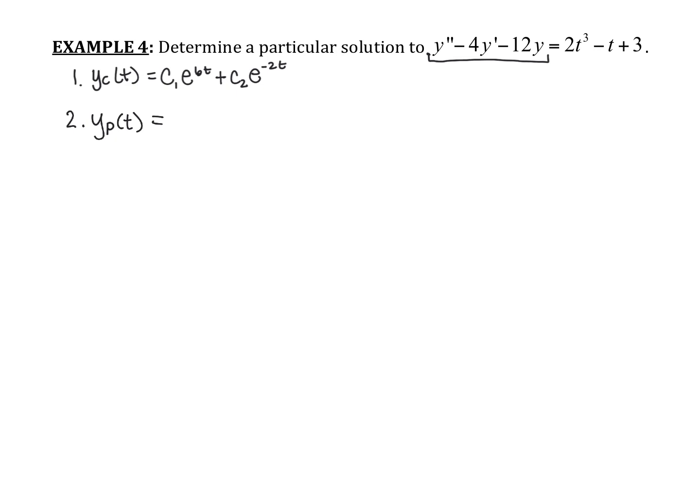Based on the fact that what this function equals, that g of t is 2t cubed minus t plus 3. Some polynomial function. Some polynomial function, I agree. Of the third degree. Of the third degree, I also agree. With a constant equal to 3. With a constant equal to 3, okay. Do we need to include all powers? Yes.